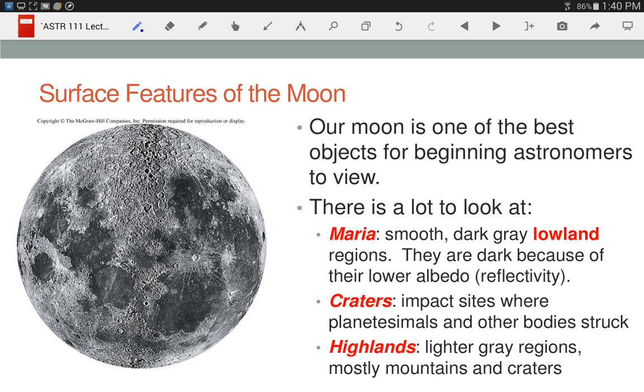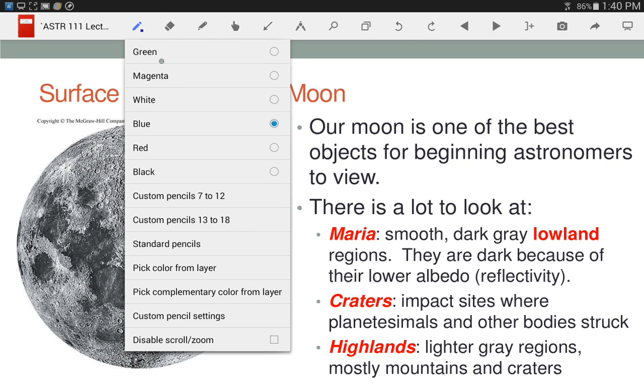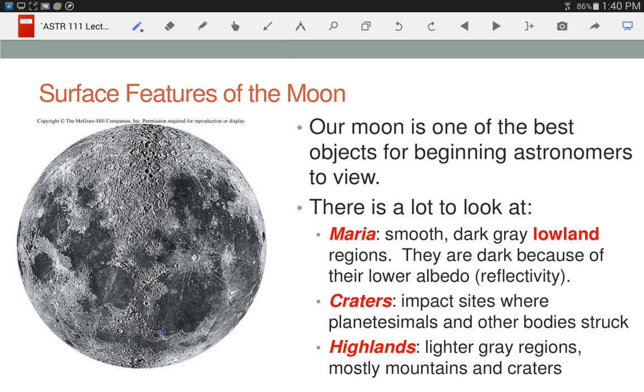Okay, now going to the moon. When you look at the moon, you see these dark regions like... Okay, let me change because blue doesn't stand out as much as I would like. Magenta will stand out nicely. You see this dark region here, right? Yeah.